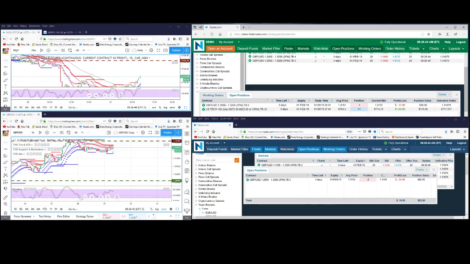You can also compare the demo versus the live account. Look at the current price. It's $31.69 down here, $31.70. Up here it's $31.73, $31.74.